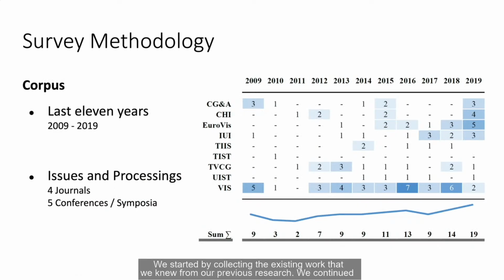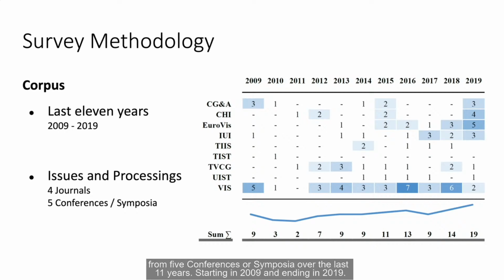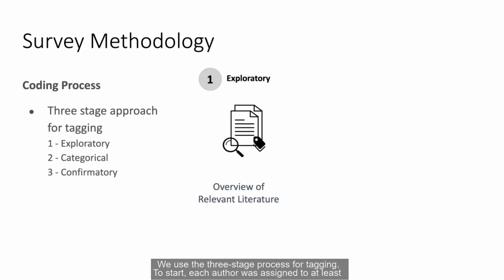We started by collecting existing work that we knew from our previous research. We continued with the systematic approach by manually screening all issues from 4 journals and all proceedings from 5 conferences or symposia over the last 11 years, starting in 2009 and ending in 2019. We used a 3-staged process for tagging. To start, each author was assigned to at least one conference or journal to screen. This process resulted in a collection of 266 papers.